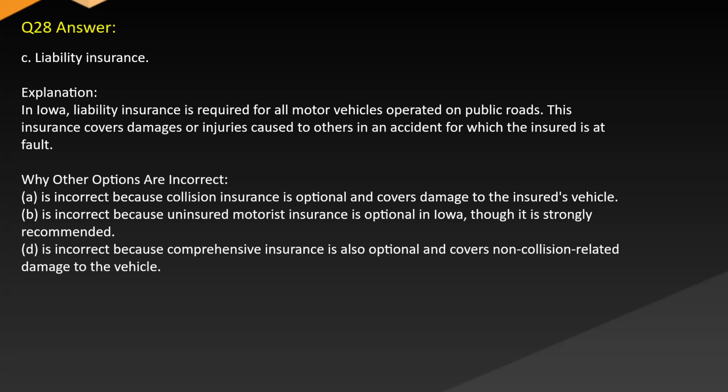A is incorrect because collision insurance is optional and covers damage to the insured's vehicle. B is incorrect because uninsured motorist insurance is optional in Iowa, though it is strongly recommended. D is incorrect because comprehensive insurance is also optional and covers non-collision related damage to the vehicle.